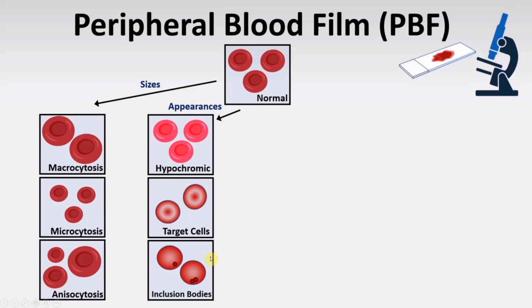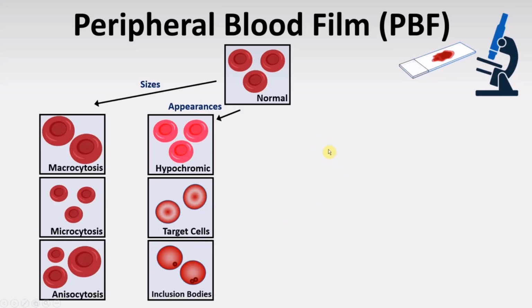So target cells and inclusion bodies are signs of hemoglobinopathy. So when there are conditions or disorders related to dysfunctional or dysregulated hemoglobin production, that's when you may see target cells or inclusion bodies in the peripheral blood smear. Right, this will again be something that you will learn from Dr. Ben's lecture later on, or if not, you will be seeing this in your CLC as well.